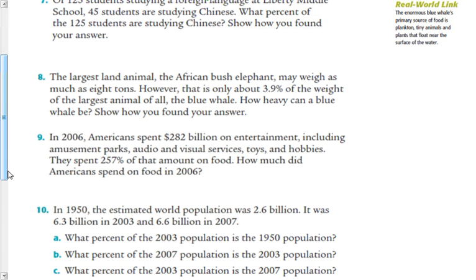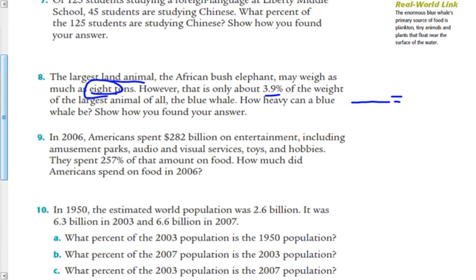The largest land animal, the African bush elephant, may weigh as much as 8 tons. I'm going to underline 8 because that's one of our numbers here. However, that is only about 3.9% of the weight of the largest animal. Oh, blue whale. How heavy can a blue whale be? Show how you found your answer.